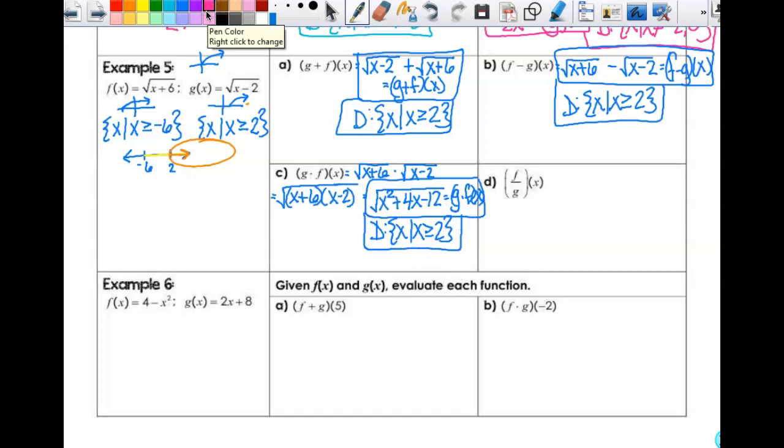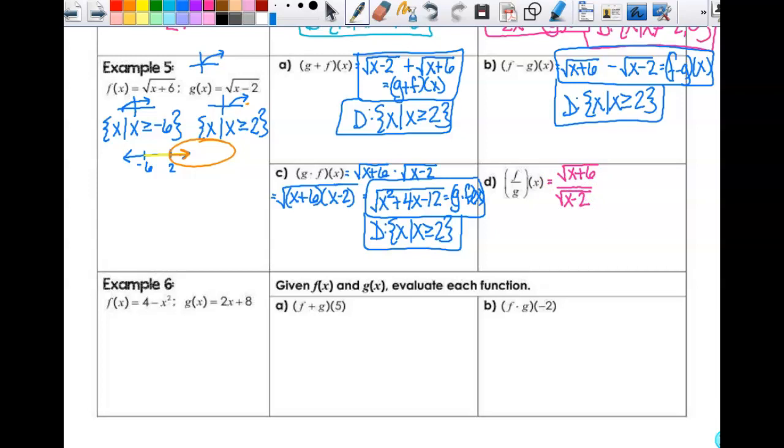All right, so f over g of x. This is the square root of x, I'm sorry, not the square root of x, the square root of x plus 6 over the square root of x minus 2.